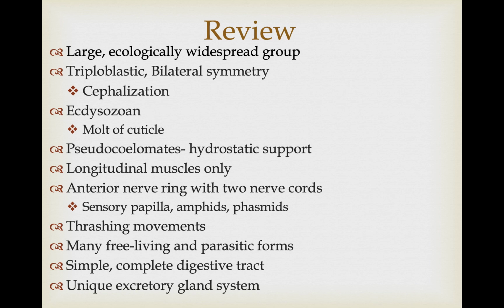And we talked about the importance of the free-living forms and the parasitic forms. Make sure you know the representatives of those that we talked about. They have a complete digestive tract with a mouth and an anus, but it's relatively simple without a lot of specialization. They do have a unique excretory gland system that's really quite different from the other excretory systems seen in other animals.